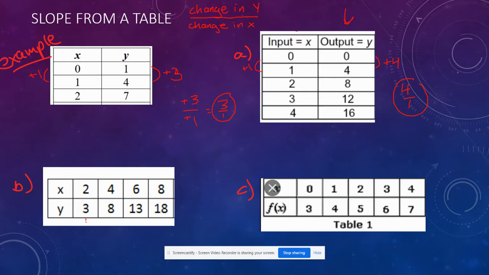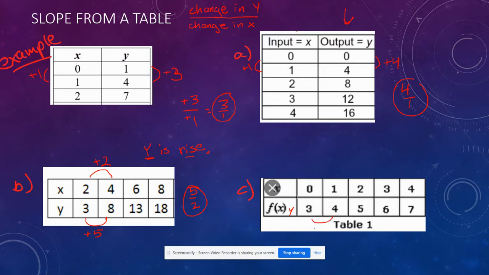You should have chosen that the y was rising 5 when the run is running 2. So our fraction here is 5 over 2. Remember, y is rise. Both have that I sound in them to help us remember. All right, last one. Remember, f of x stands for y. Go and find the rise over run here.